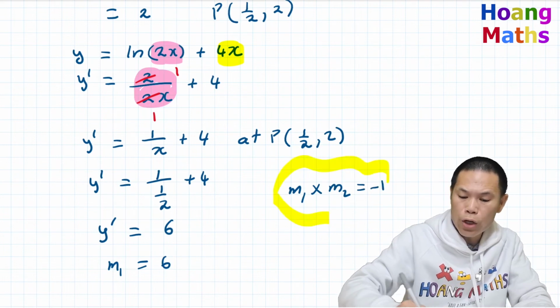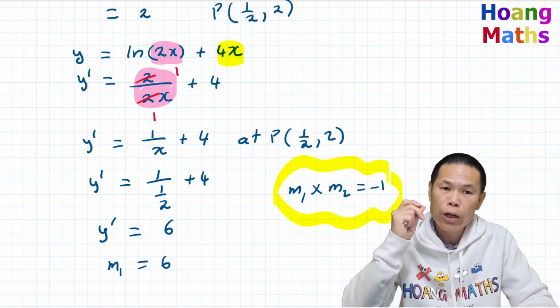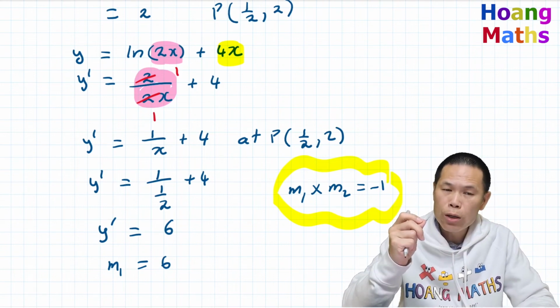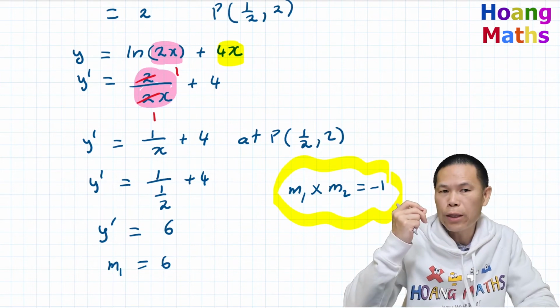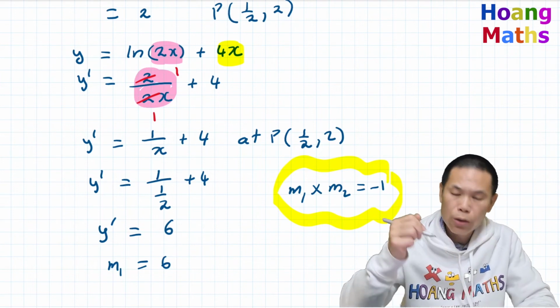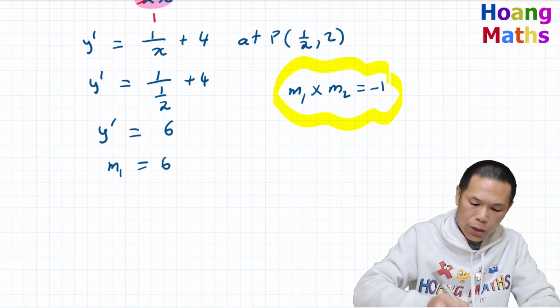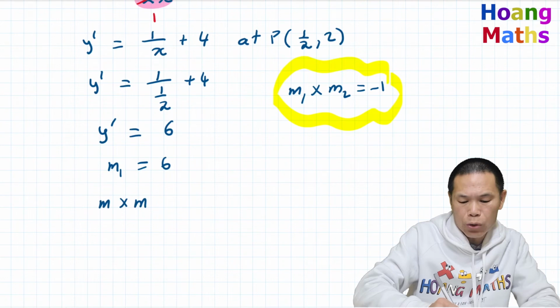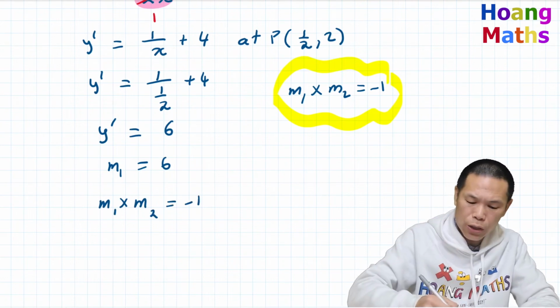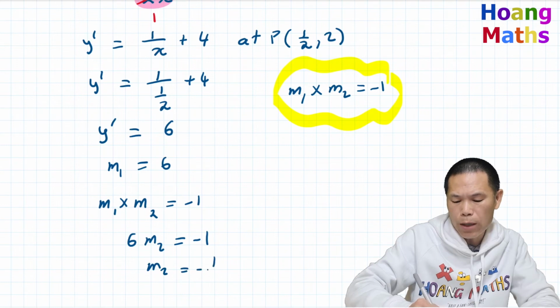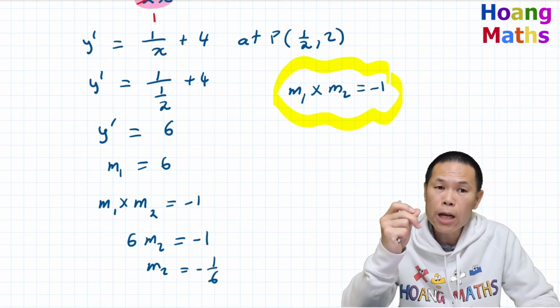Now, because we know that they are perpendicular, or they're normal to each other, to find the equation of the normal, we first find the gradient of the normal, and we just use this formula. So m1 times m2 equals -1. And we know that the gradient of the tangent is 6. So 6 times m2 is equal to -1. So m2 is -1 over 6. So that is the gradient of the normal.